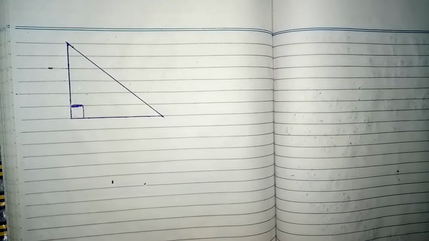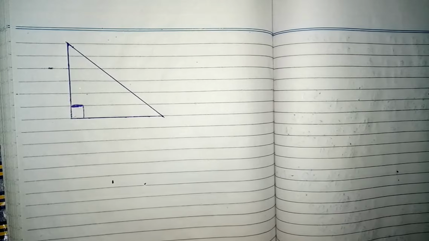Hello friends, in this video we will discuss a triangle and some trigonometric ratios. So basically, what is a triangle? A triangle is a geometrical figure in which the sum of the interior angles is equal to 180 degrees.